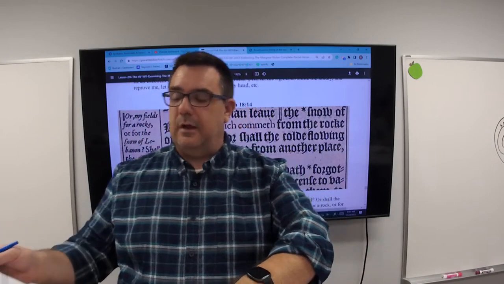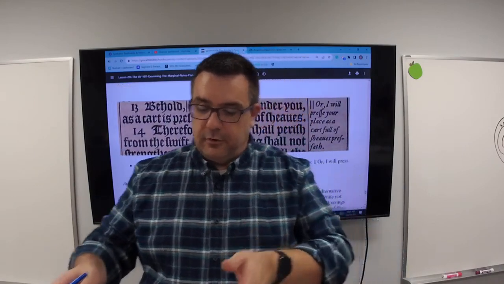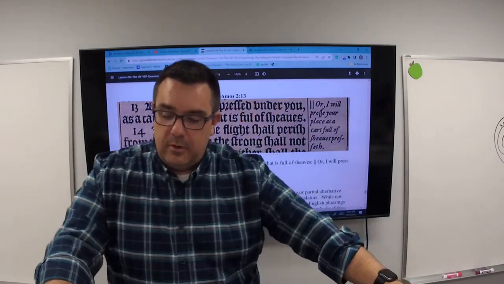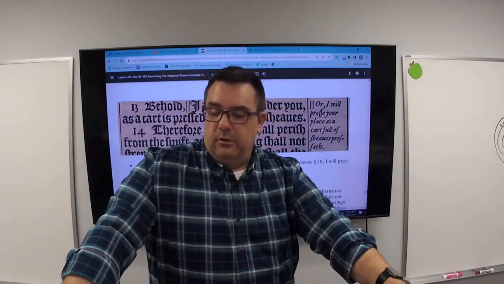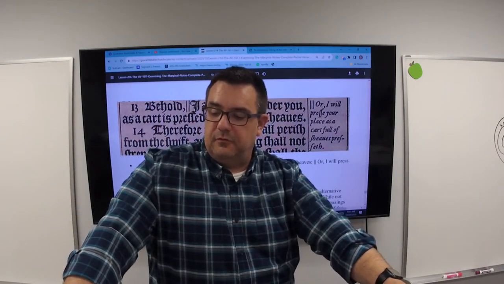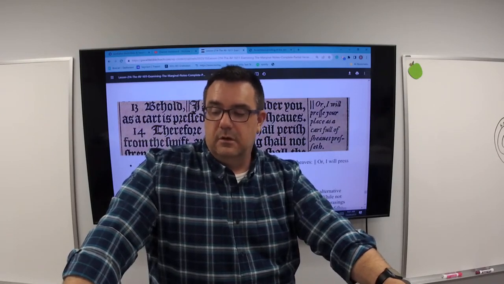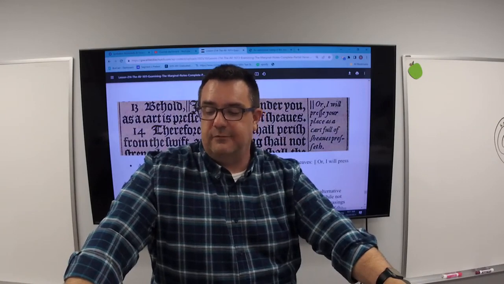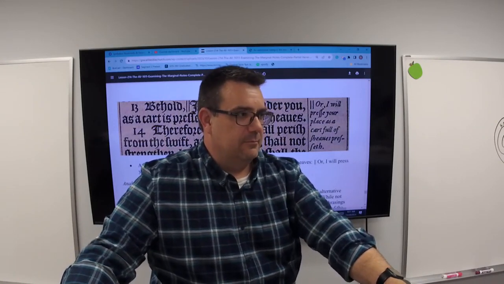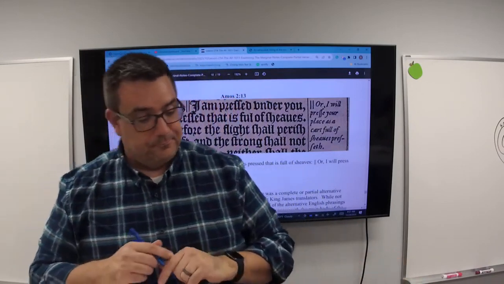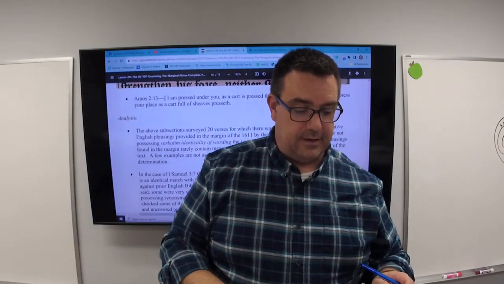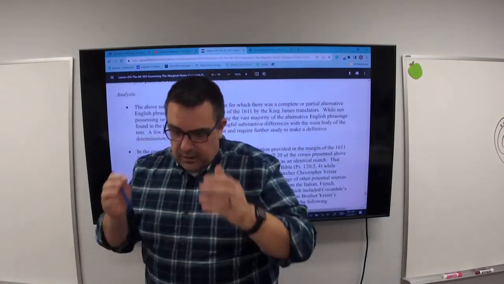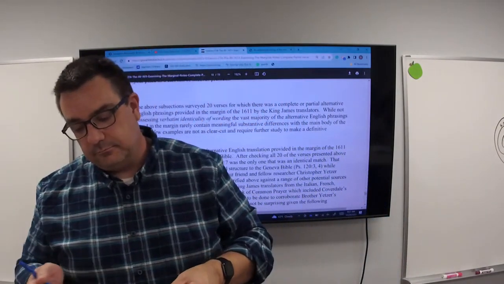And then the last one is Amos 2:13, and we should have enough time then to get into the analysis before we leave. Amos 2:13, the text says, "I am pressed under you as a cart is pressed full of sheaves." Or in the margin, "I will press your place as a cart full of sheaves pressed." Okay? So, let's look at the analysis here before we run out of time. So I'm on the bottom of page 18.